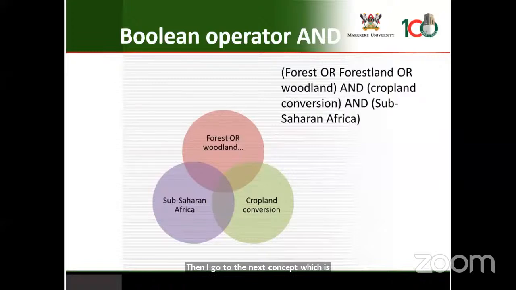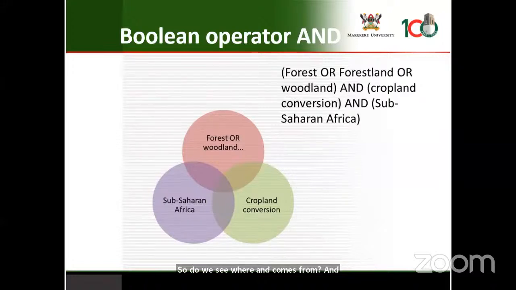So as I am combining the different concepts, I am using Boolean operator and. But within there, the concepts that have synonyms, I am combining them with or. Is it clear? It will be clear by the time we finish. So if you look at this, I picked my first concept, which was forest or forest land or woodland, and combined it with cropland conversion, and combined it with a setting, which is sub-Saharan Africa. So do we see where and comes from?